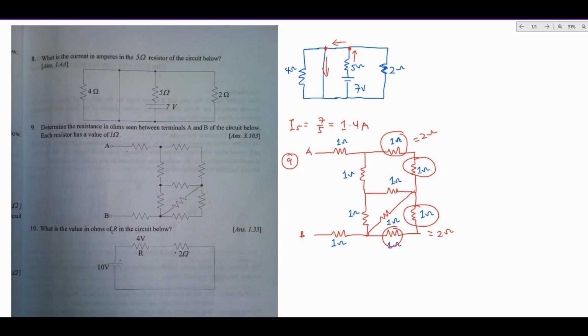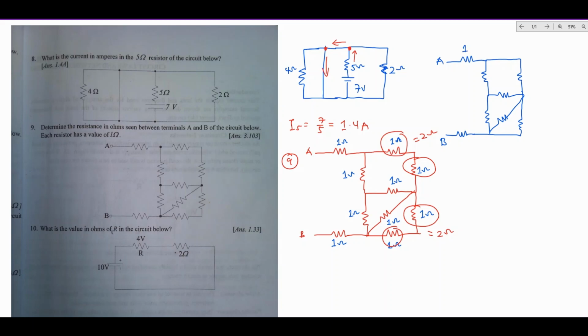So let me redraw the circuit. We have one here, another here, and then one here, and one here also. Then we have one resistor here again, then one branching here, and then one here, then another resistor here. So this is terminal B, this is terminal A.